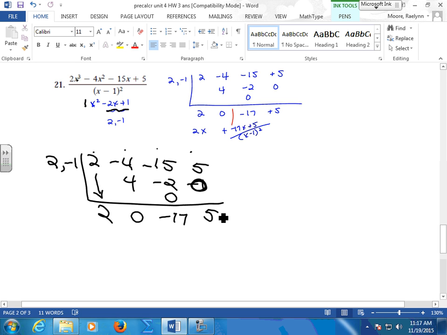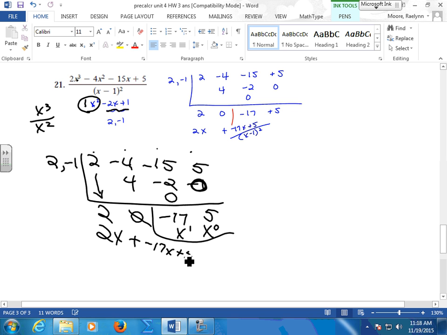Okay. Front end. My highest in my numerator was x^3. My highest in my denominator, x^2. So what should my answer start with? x to the 1. I don't really need that 0. This is my remainder. Work it backwards. x^0, x^1, plus negative 17x plus 5 over x minus 1 squared.